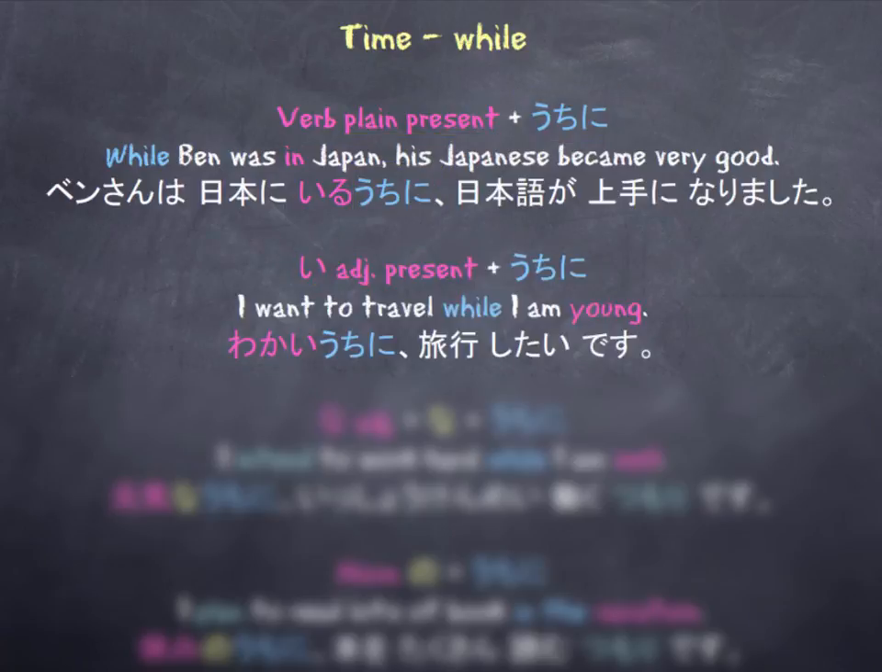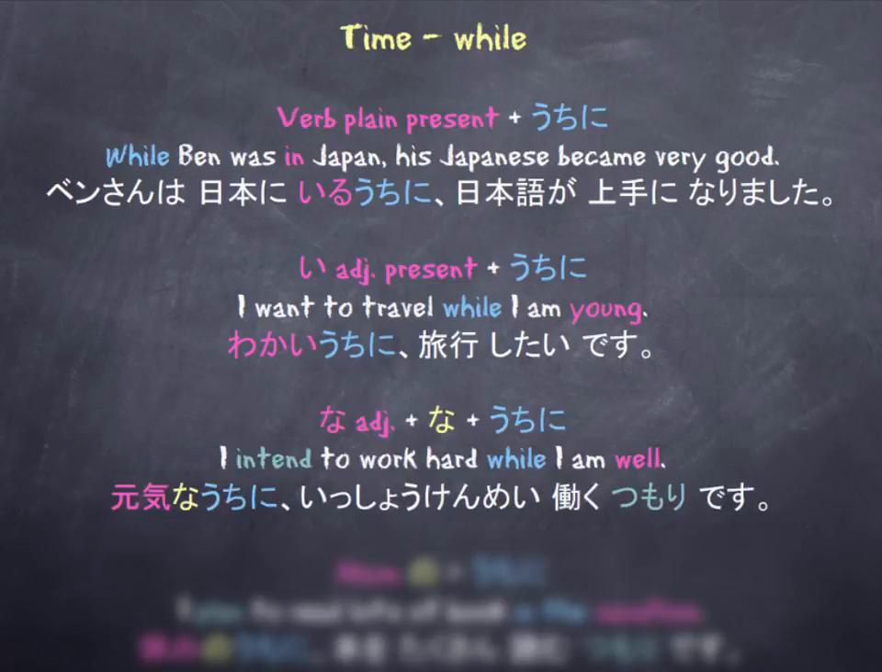If we have an I adjective, we're going to put it in its present state and again finish with uchi ni. For example, I want to travel while I am young. Wakai uchi ni ryoko shitai desu. So we have our I adjective in its present state, wakai, which means young, and simply attached uchi ni. Wakai uchi ni, while I am young.